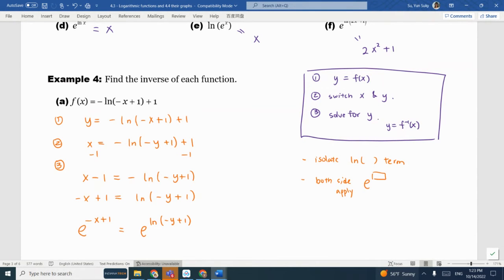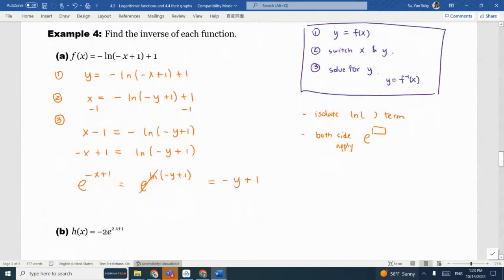Both sides raised to the power of e. Okay, everybody? Why do we do that? They cancel out. How nice. e and ln cancel out. So we get minus y plus 1. So far, so good?